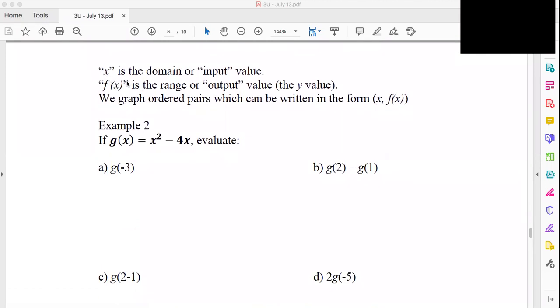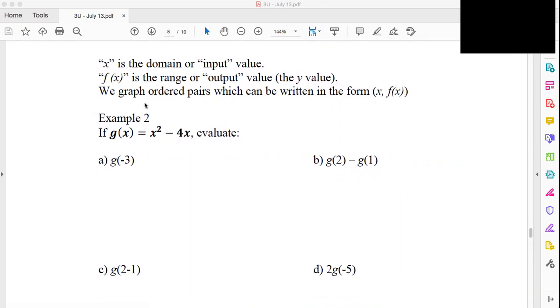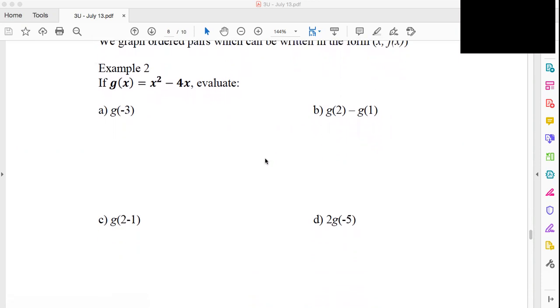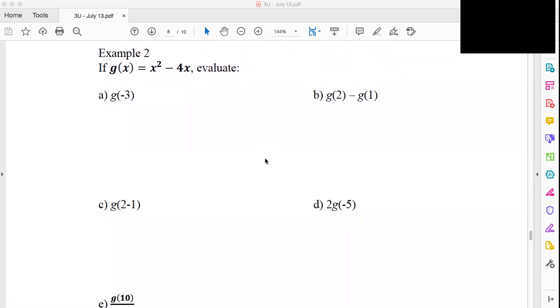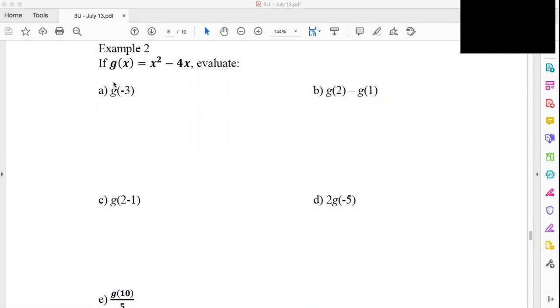Okay, and we've seen that x is the domain or input value, f of x is the range or the output value. We graph ordered pairs, which can be written in the form (x, f of x), which is the same thing as (x, y). It doesn't always have to be f. So in this case, we're using g of x. It means the same thing. They're just using different letters.